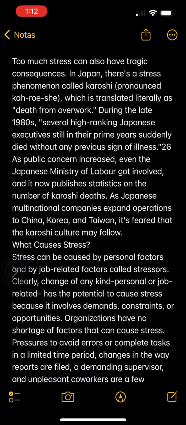During the late 1980s, several high-ranking Japanese executives still in their prime years suddenly died without any previous sign of illness. As public concern increased, even the Japanese Ministry of Labor got involved, and it now publishes statistics on the number of karoshi deaths. As Japanese multinational companies expand operations to China, Korea, and Taiwan, it's feared that the karoshi culture may follow.